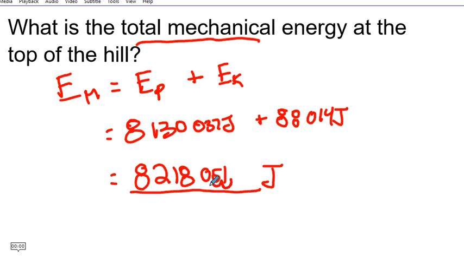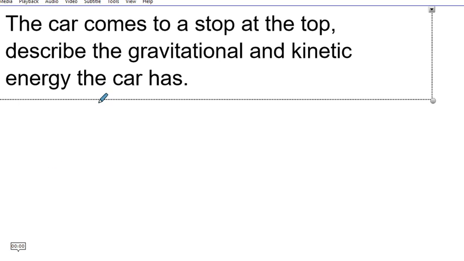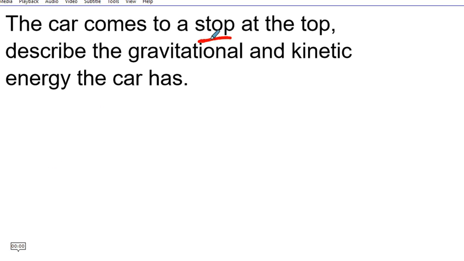I'll just voice over. So I got my answer for mechanical energy, which was 8,218,051. So I just put that in scientific notation by moving the decimal 6 places to the left, so my exponent's positive. And then the final part of the question says that the car comes to a stop at the top of the hill. So we're describing the gravitational and the kinetic energy that the car has.